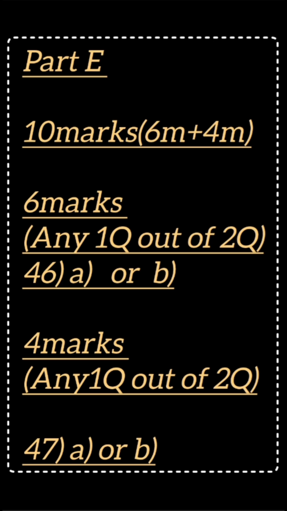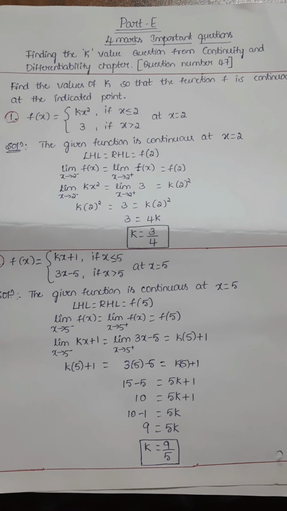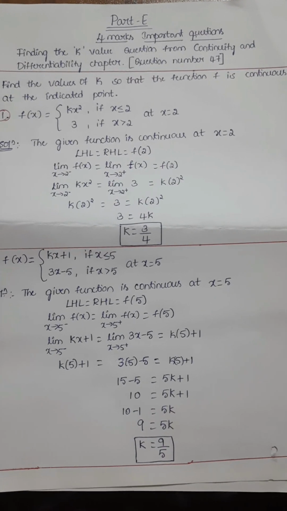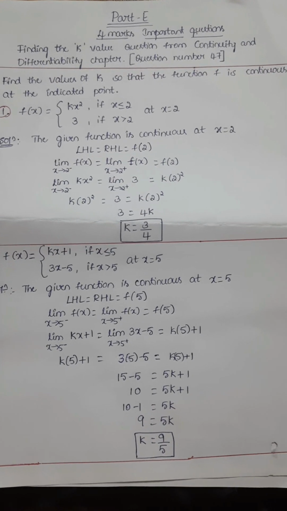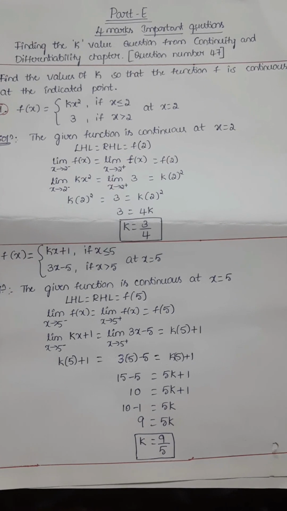In the second PU maths paper, the last part is part E, and that is important for 10 marks. It is divided into 6 marks plus 4 marks. Hello second PU students, as I said in the previous video, now we are going to discuss part E, that is very important for 4 marks. So let us discuss the 4 marks important questions.